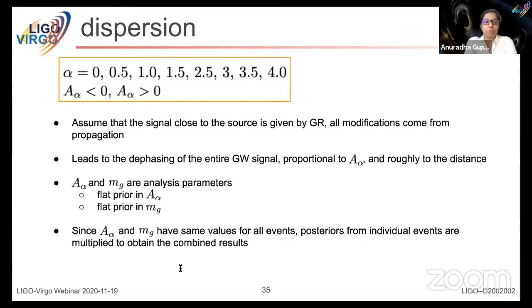Dispersion of gravitational waves leads to dephasing of the entire gravitational signal, and this dephasing is proportional to A alpha, which also roughly scales with the distance to the source. So the more the distance, the more the dispersion, and it will be easier for us to find it in the data. A alpha and the mass of the graviton are our analysis parameters, and we used a flat prior for both. Since in any given theory of gravity, A alpha and the mass of the graviton are shared between all the events, to get the combined result, we just multiplied the posteriors from individual events and present it in the paper. Next slide, please.